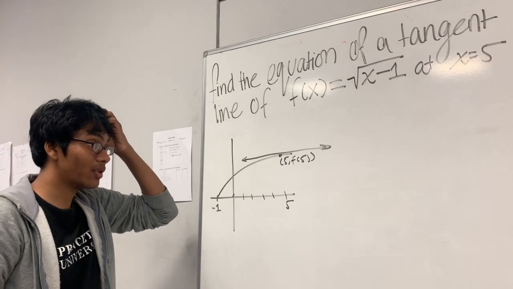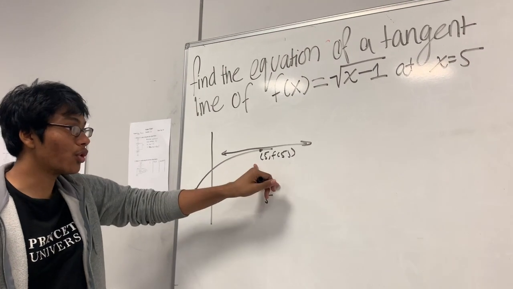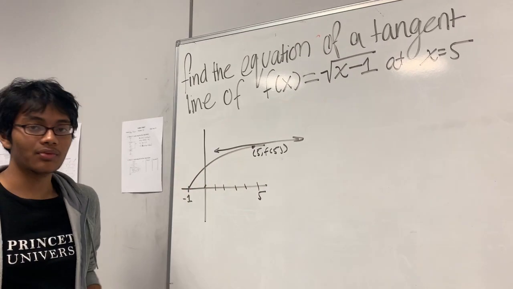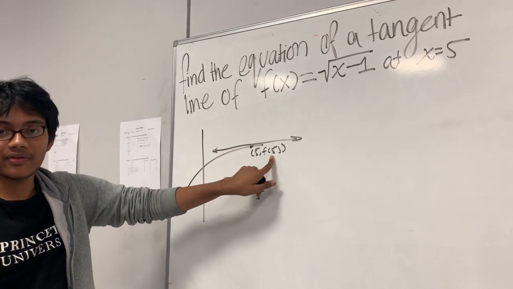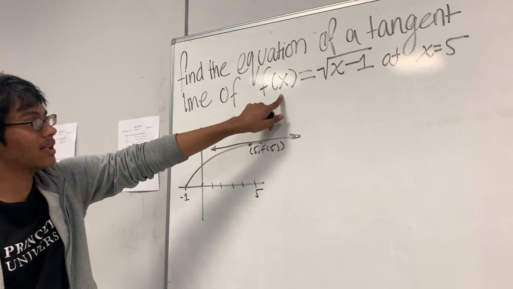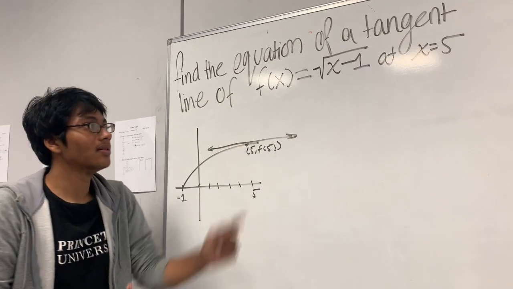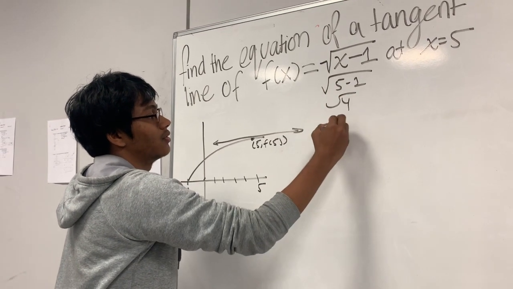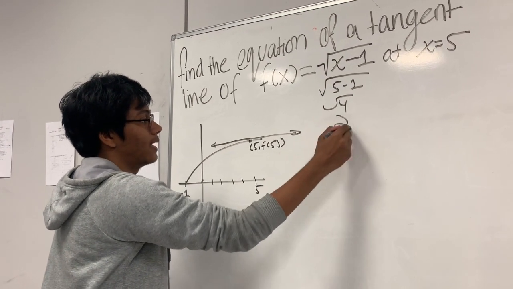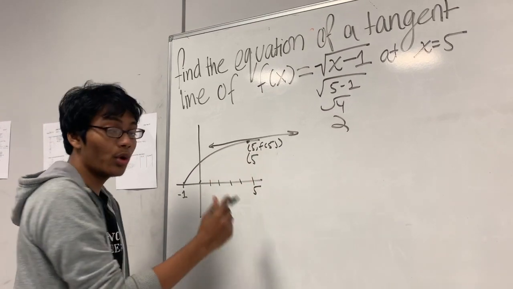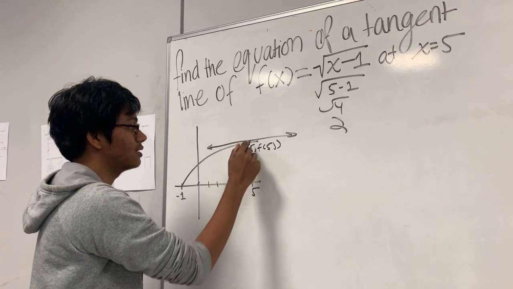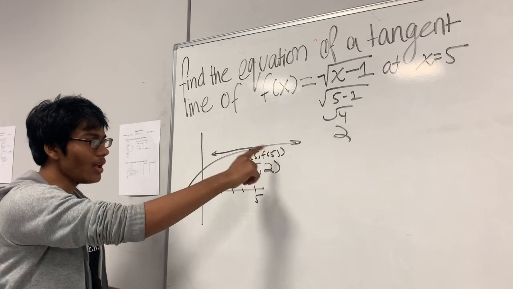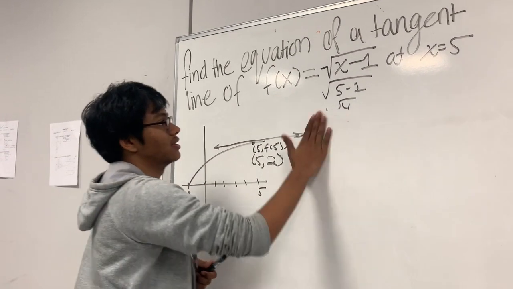Well, first things first, as before, I want to find out the coordinates of the point that I'm finding the tangent at. How do I find the coordinates? Well, I simply plug in 5 into f of x, right? So if I plug in 5 for x, what do I get? Simply square root of 5 minus 1, which boils down to 2. So that means the coordinates of the point at which I'm finding the tangent is (5, 2). That's going to come in handy later when we try to find the slope of the tangent.